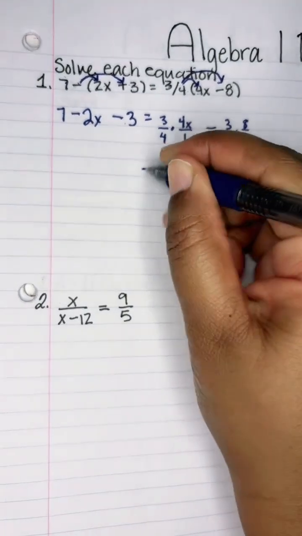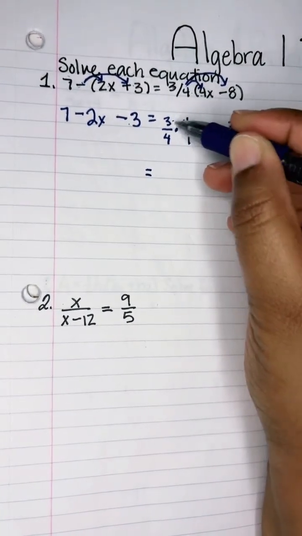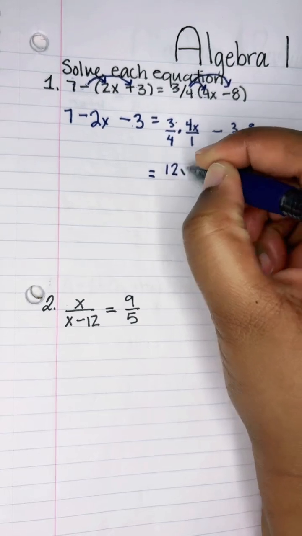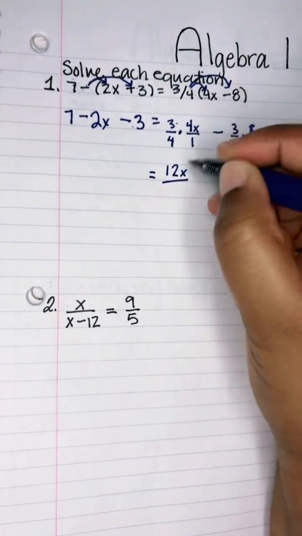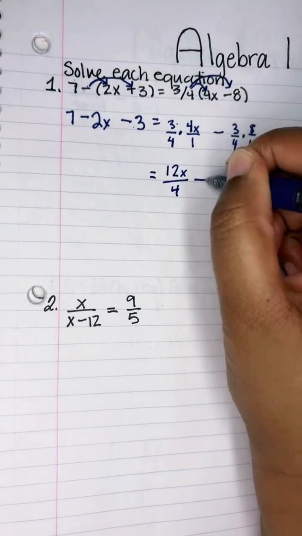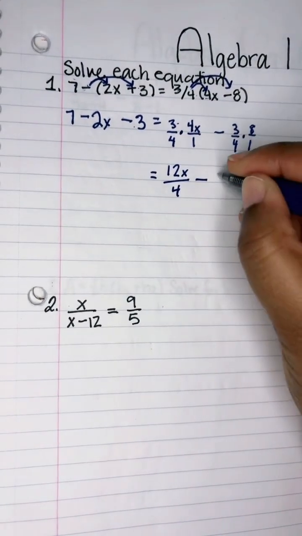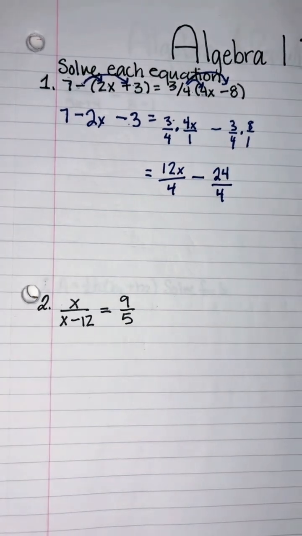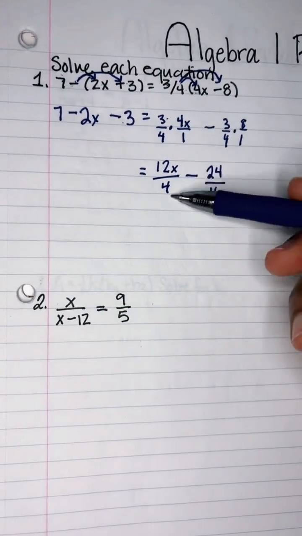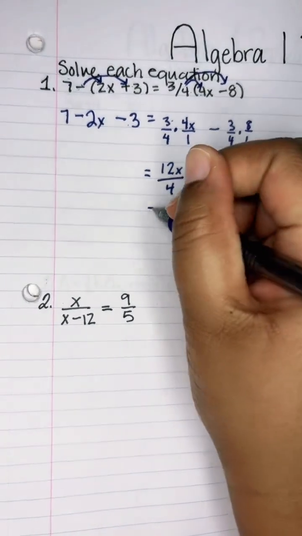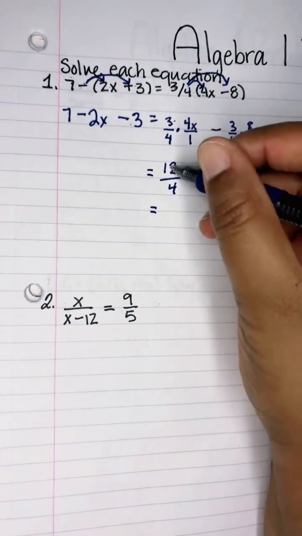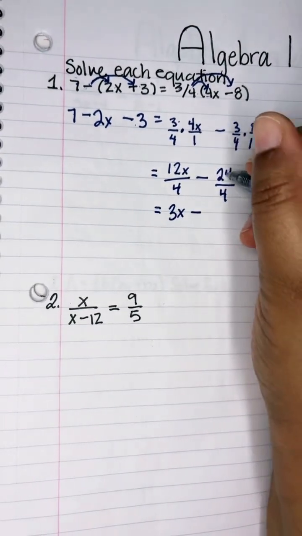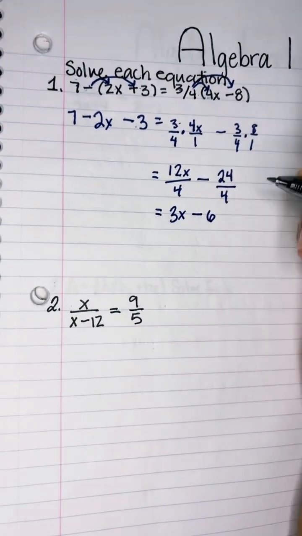So we're going to simplify this. 3 times 4, we're just going to multiply. 3 times 4 gives us 12x over 4 times 1 gives us 4. Minus 3 times 8 gives us 24 over 4. Okay. Now we can divide these out. 12 divided by 4 is 3x minus 24 divided by 4 is 6.